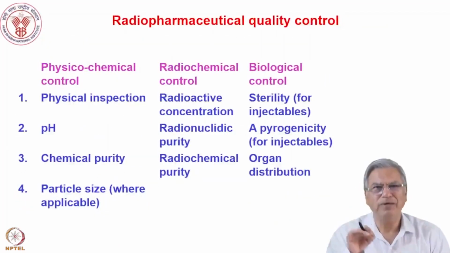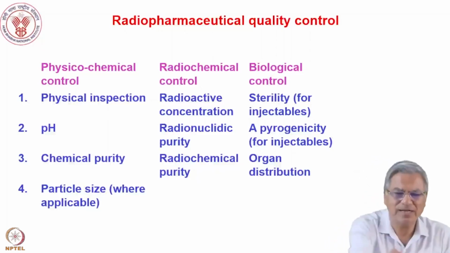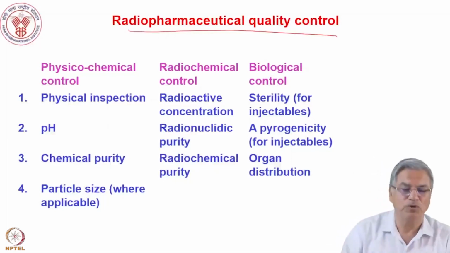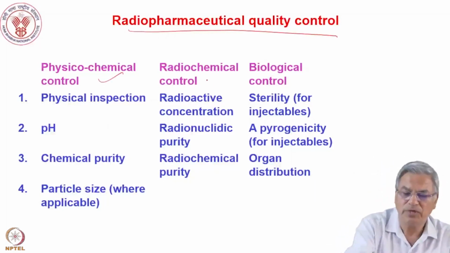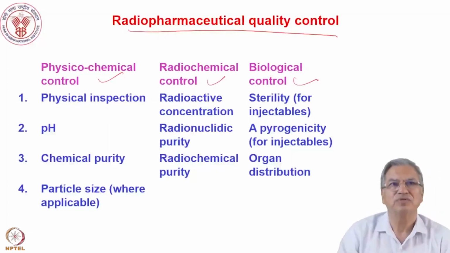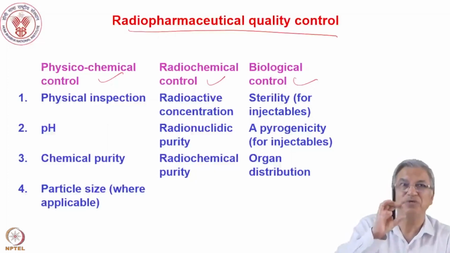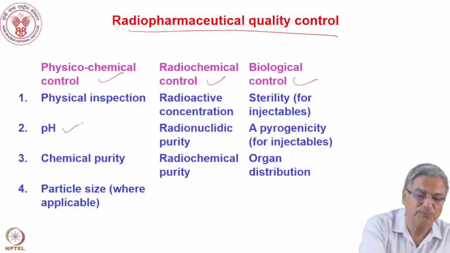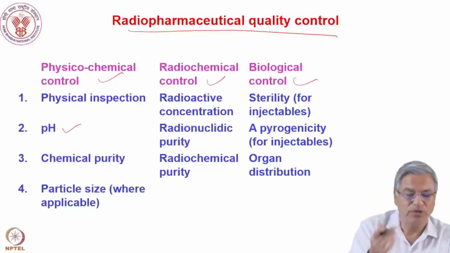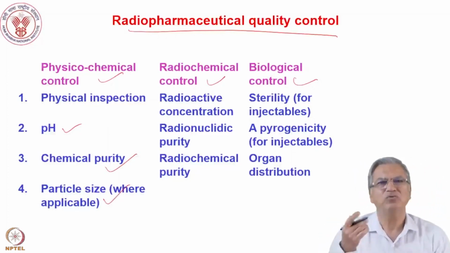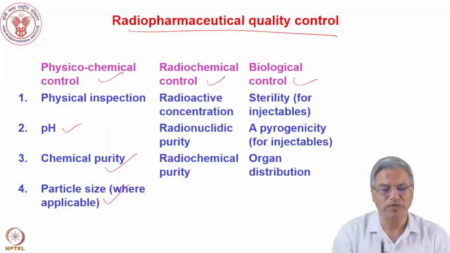Now, once you label a compound and prepare the radiopharmaceutical, there are certain pharmaceutical quality control measures you must establish, and they belong to the physicochemical control, radiochemical control, and biological control. In physicochemical properties, you should inspect the solution, that it should be clear, there should not be any turbidity. pH should be in the proper zone, which will be compatible with the body. The chemical purity of the compound, there should not be any other impurities. And sometimes you use the particulate form, some microspheres are used for some treatment, so the particle size should be in the proper range.